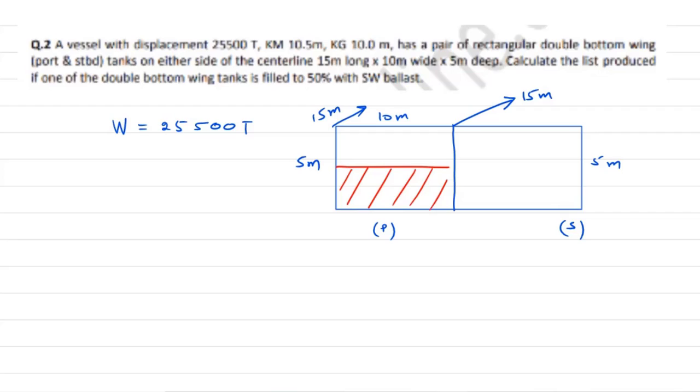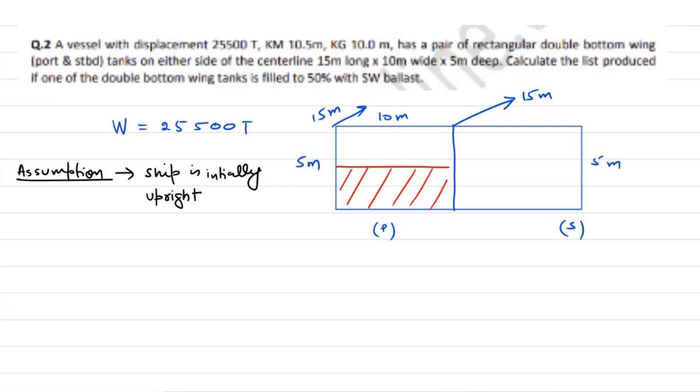All right. So there are certain assumptions. Assumption 1: it is not given, so we need to assume the ship is initially upright. And I'm doing this question in detail so that you understand each and every point. So we have assumed that the ship is initially upright, and once we do the ballasting, we need to see what will be the list. Obviously, if we ballast in the port side, there will be list on the port side.